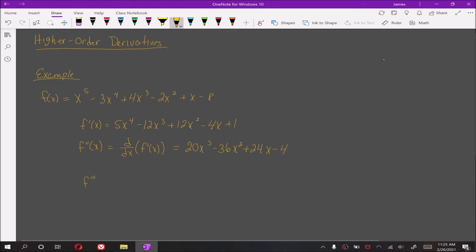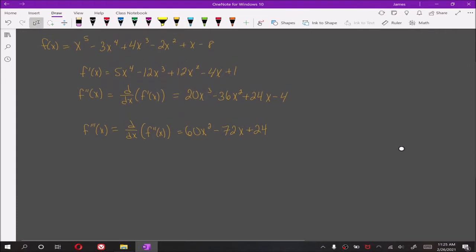Let's take the third derivative, f triple prime of x. This is the derivative of the second derivative. So this will be 60x squared minus 72x plus 24. The fourth derivative, which is represented that way, is the derivative of the third derivative. So we get 120x minus 72.